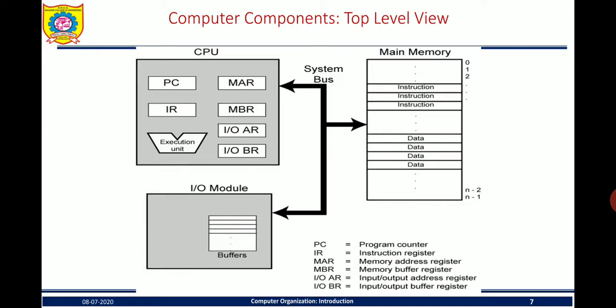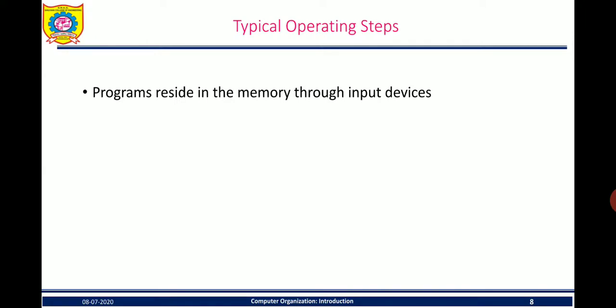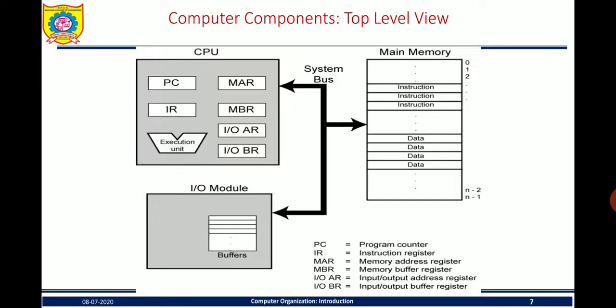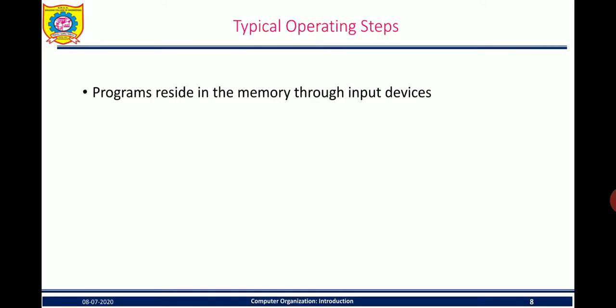Now how this system works, we'll take an example of executing a small program in this top level computer component. We'll go step by step. So a typical operating step, the first one: the program resides in memory through an input device. Using this input device, the program is stored into memory. It could be in main memory or in the memory address register. The data needs to be stored in memory, because only once it is in memory would it be taken for processing.